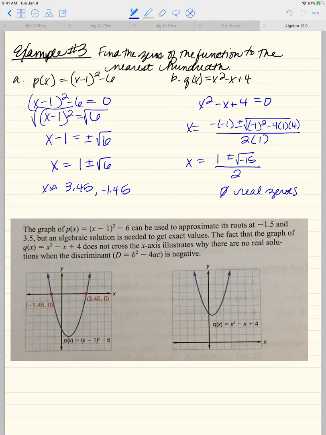The graph of p of x is equal to (x minus 1) squared minus 6 can be used to approximate its roots at negative 1.5 and 3.5. But an algebraic solution is needed to get exact values. The fact that the graph of q of x is equal to x squared minus x plus 4 does not cross the x-axis illustrates why there are no real solutions when the discriminant, remember discriminant is D, capital D, is equal to b squared minus 4ac, is negative. Okay, so when the discriminant is negative, there are no real solutions, which is something that we learned earlier in this chapter.